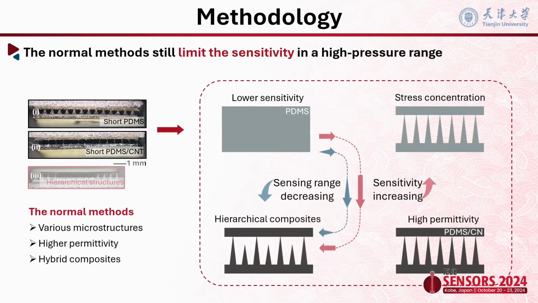To explain the importance of this arrangement, we fabricated three types of dielectric layer, as shown in the left figure, and the right figures show the mechanical analysis for the first two dielectric layers. By introducing microstructures and composites, stress concentration and high permittivity gradually increase the sensitivity. But in contrast, the faster deformation leads to a decrease in sensor range, which means there is a lower sensitivity when a high pressure is applied to this capacitive pressure sensor.